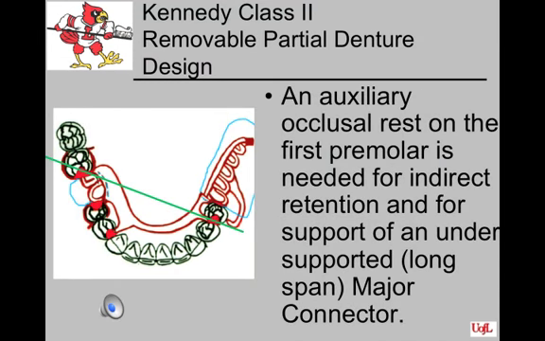The mesial fossa of the first premolar may be substituted for the canine for aesthetics and occlusal interference. That auxiliary rest on the first premolar is needed for indirect retention and for support of the under-supported long span major connector.